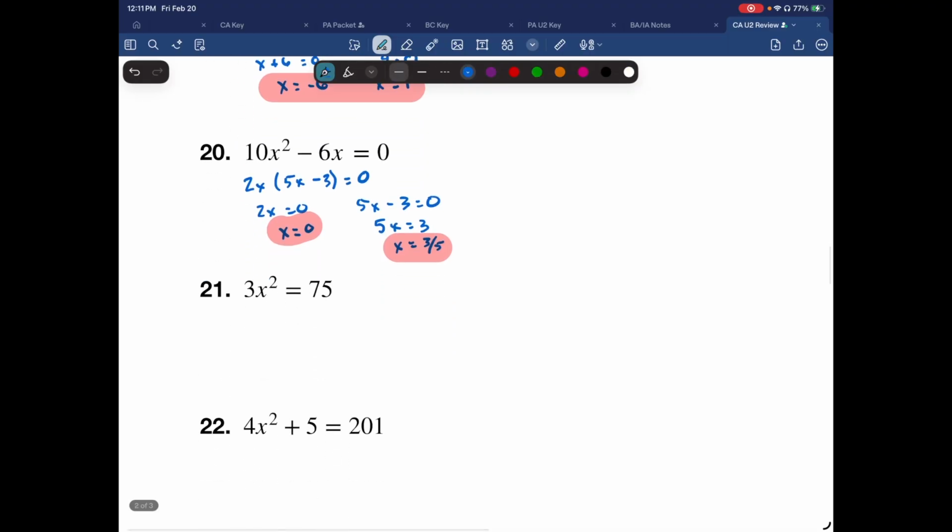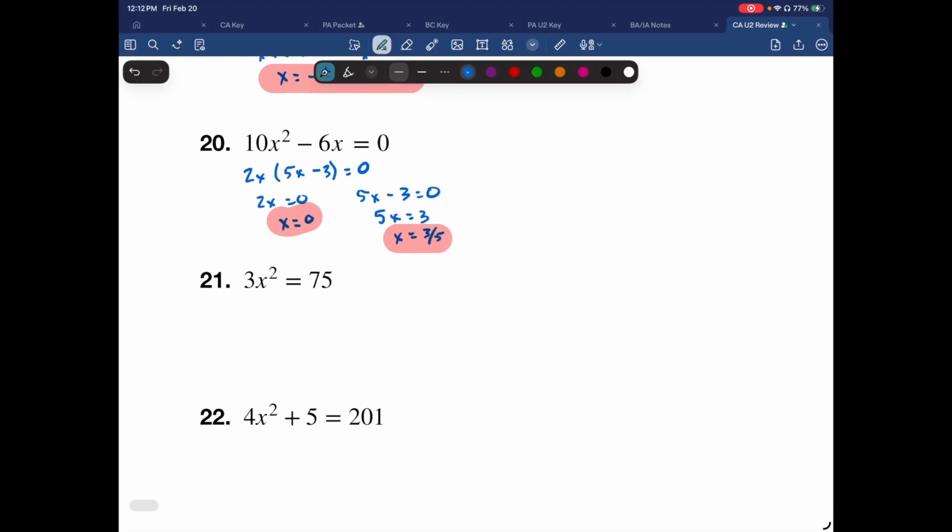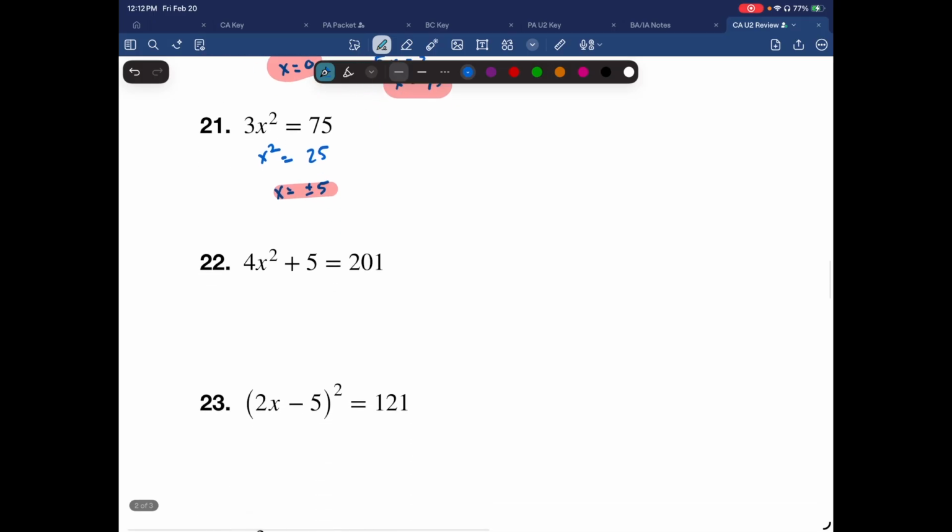Okay. On this one, we can use the square root method. So I'm just going to divide the 3, so it's going to be x squared equals 25. And then the square root of 25, and remember, you have to consider both positive and negative, so x equals plus or minus 5. Okay, same thing on number 22. So I'm going to do 4x squared. Subtract the 5, you get 196. Divide the 4, you get x squared equals 49. So x equals plus or minus 7.